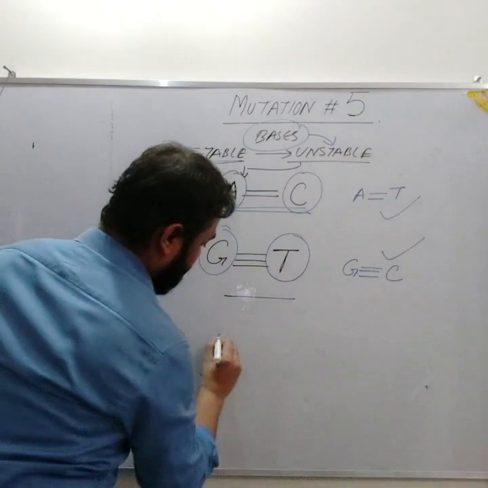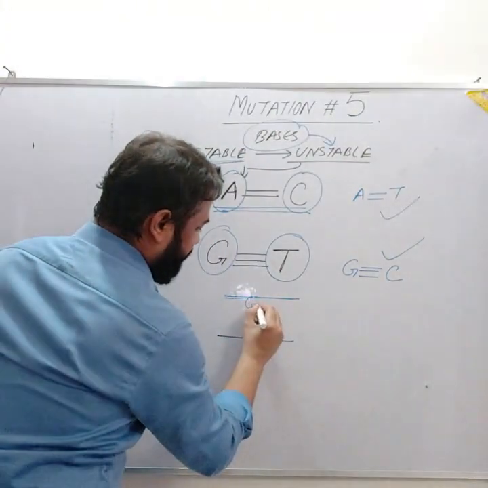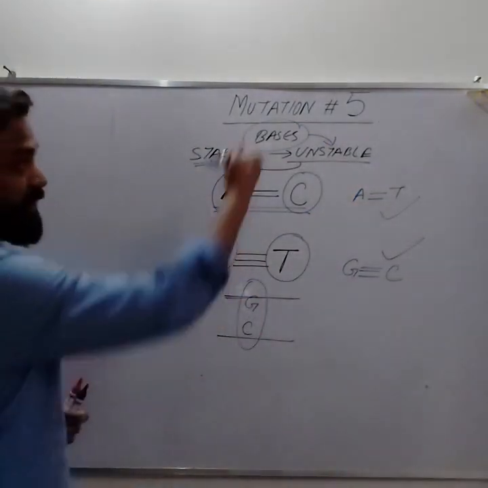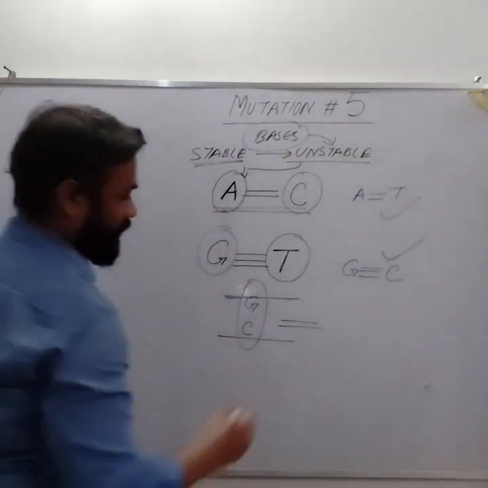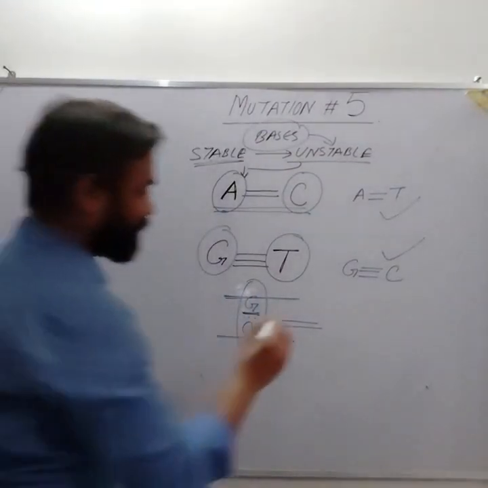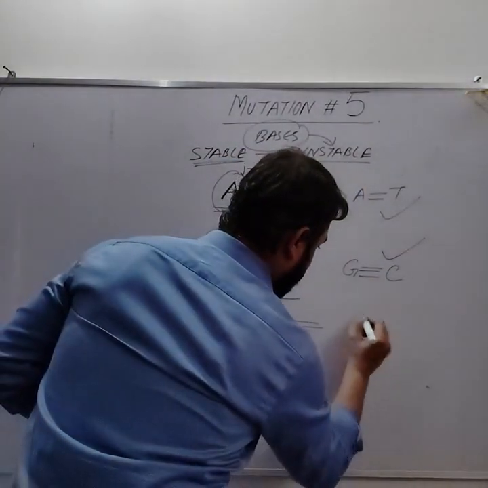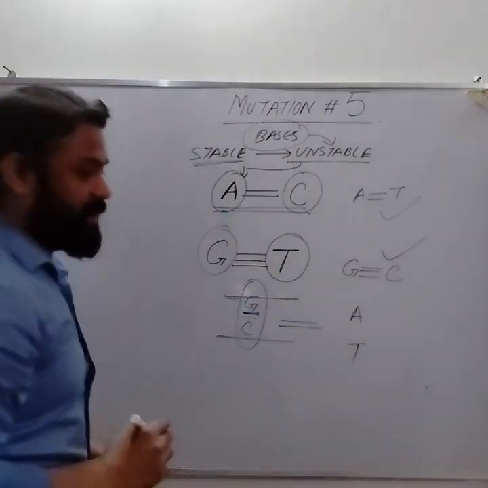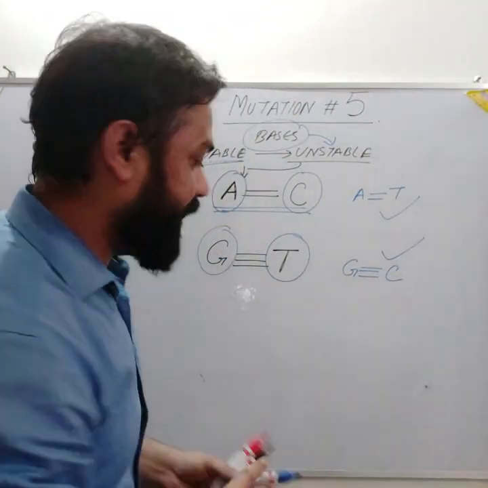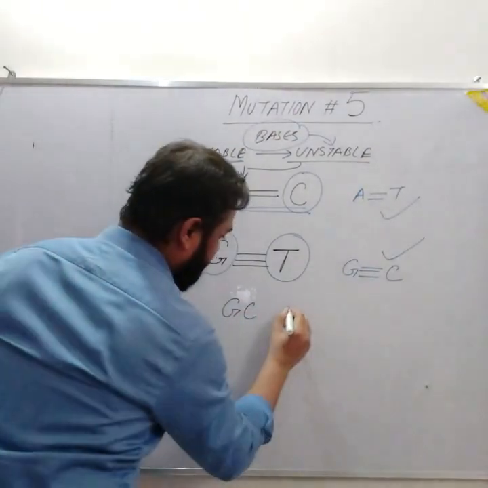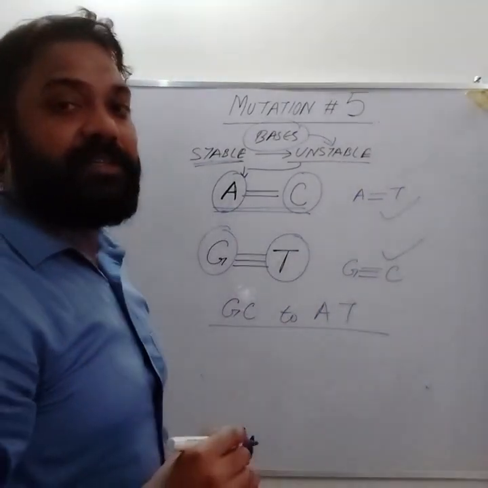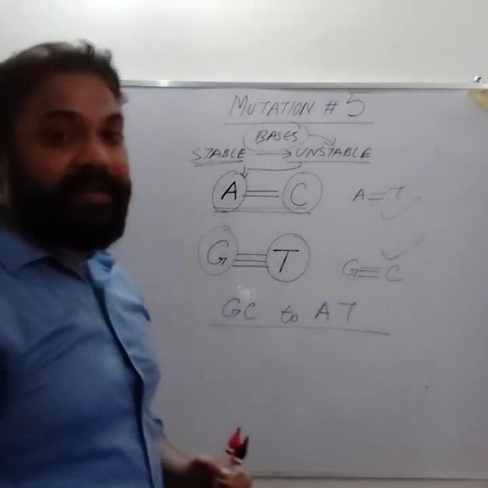For example, I have a strand of DNA. Suppose I have G and C. This is one base pair. What is the result of this change? If I have G over here, it will be converted to AT. In simple terms, that means GC to AT substitution, or base pair substitution, and this is what we call transition.